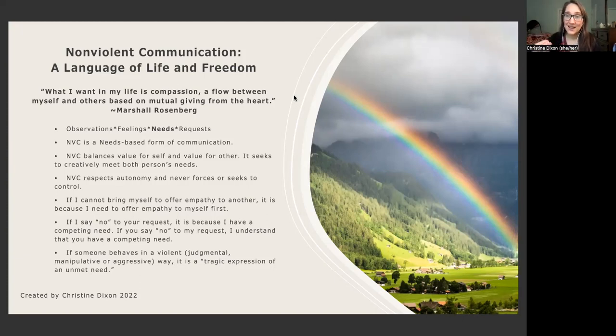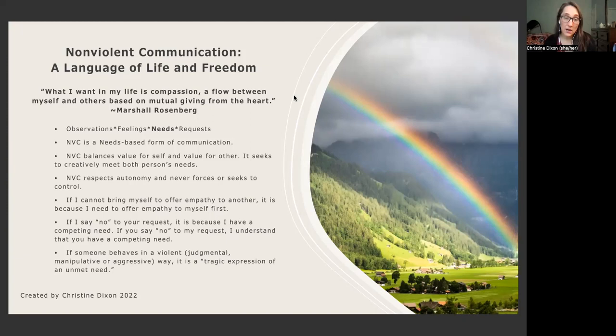Now, you are the most highly equipped to care for the needs of the person in your own body, and the same is true for the other person. But we can value each other's needs, even if we can't be the one to meet them. The next one says NVC, nonviolent communication, respects autonomy and never forces or seeks to control. If you're familiar with internal family systems and you have experienced what it's like to be in Self, capital S Self, you'll know that the Self never forces its way. It never steamrolls over a part. It always respects the autonomy of parts. And so this is what it's like to be self-led on the inside and on the outside with other people.